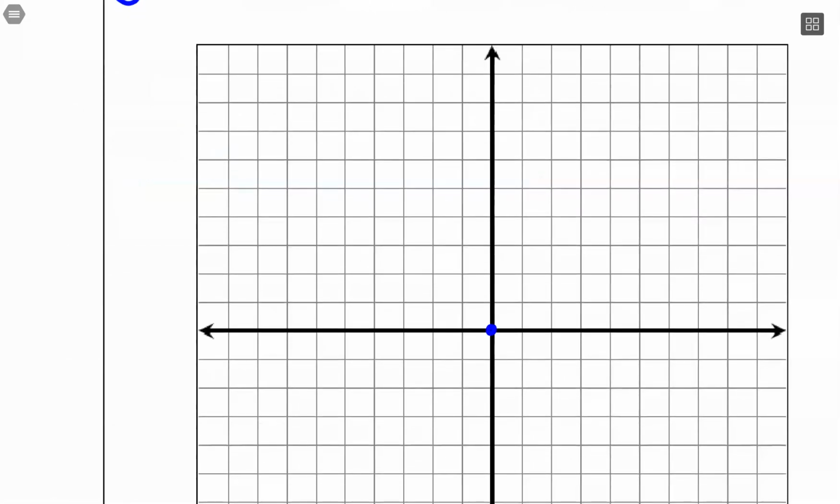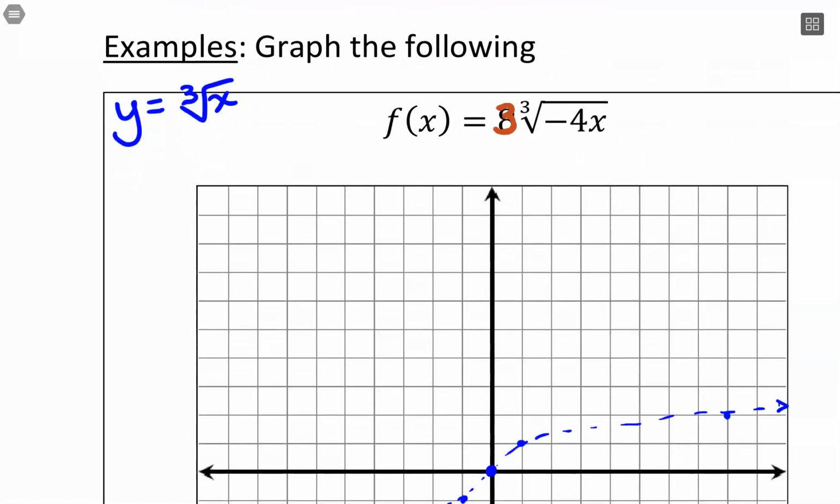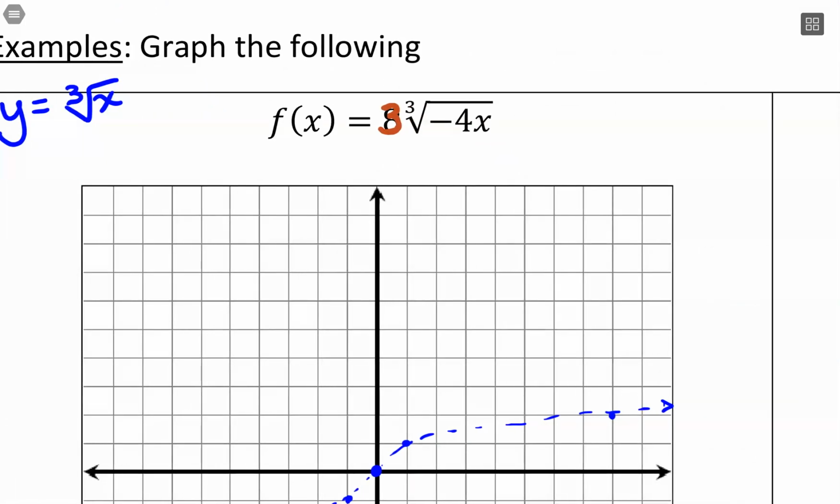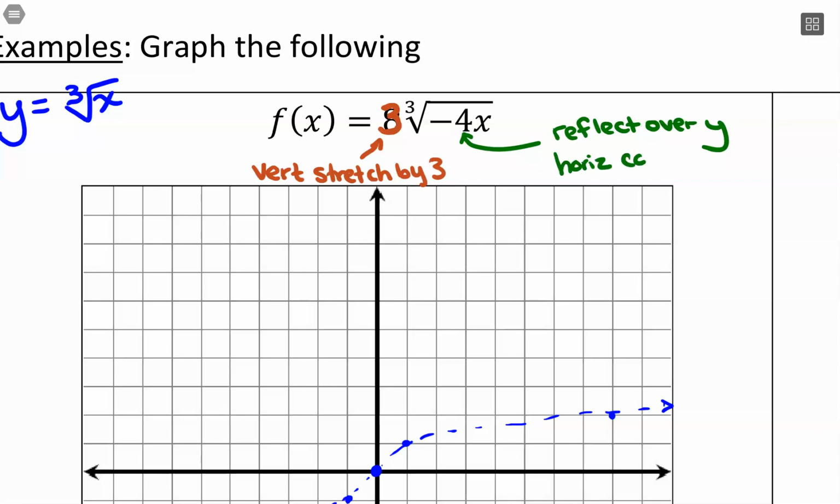So if I want to get a general sketch going, you can get that started. 8, 2, negative 8, negative 2. So with that, you can tell what function we're starting with. And then for transformations, this is all going to be compressions and stretches. With that 3 right there, it's going to be a vertical stretch by 3. With that negative 4, there's 2 pieces there. We're going to reflect over y, and it's going to be a horizontal compression by 1/4.